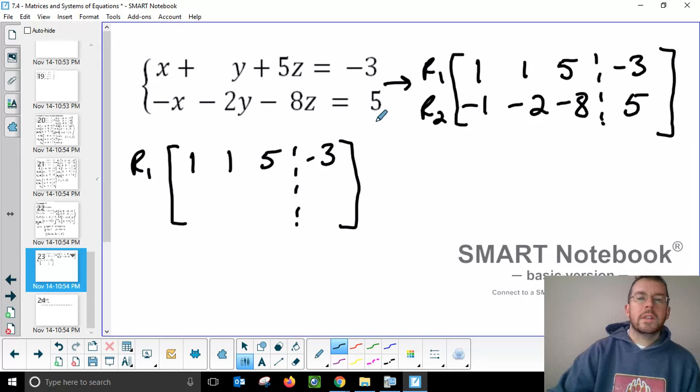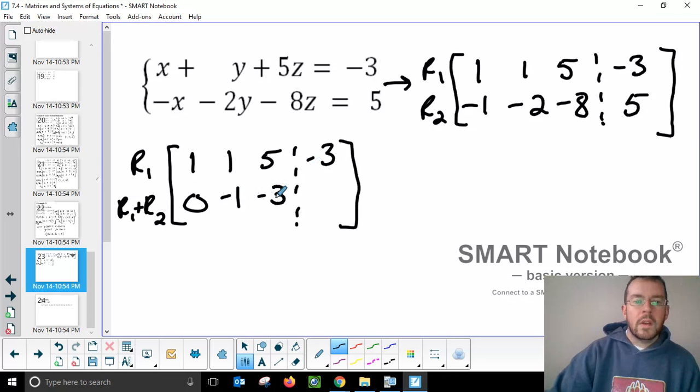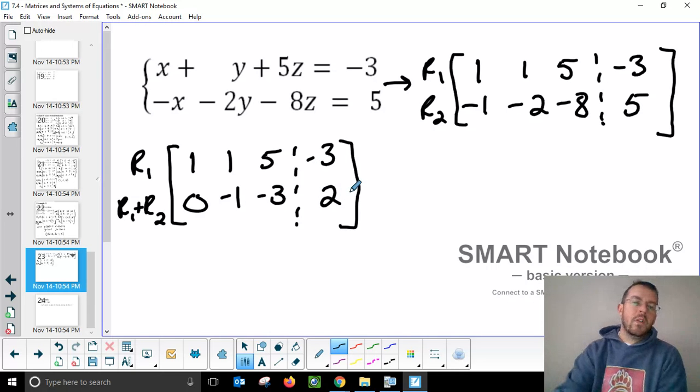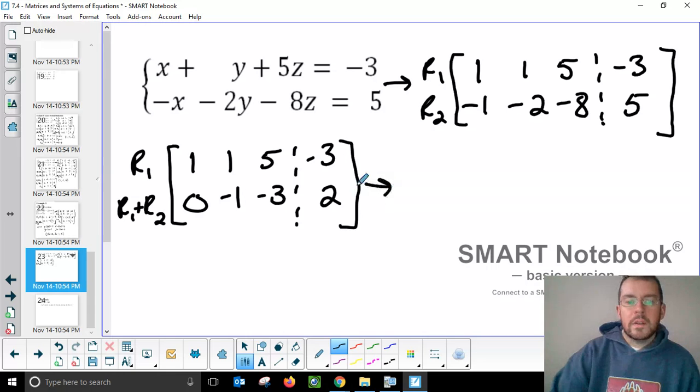Now I want this to be a 0. So I can just say row 1 plus row 2. So I will get 0, -1, -3, 2. All right. So first time through, I fixed my first column.